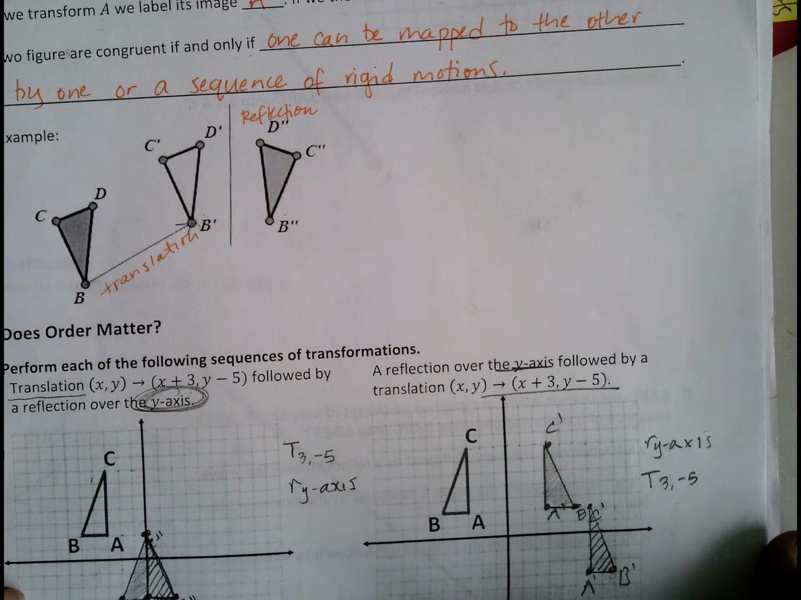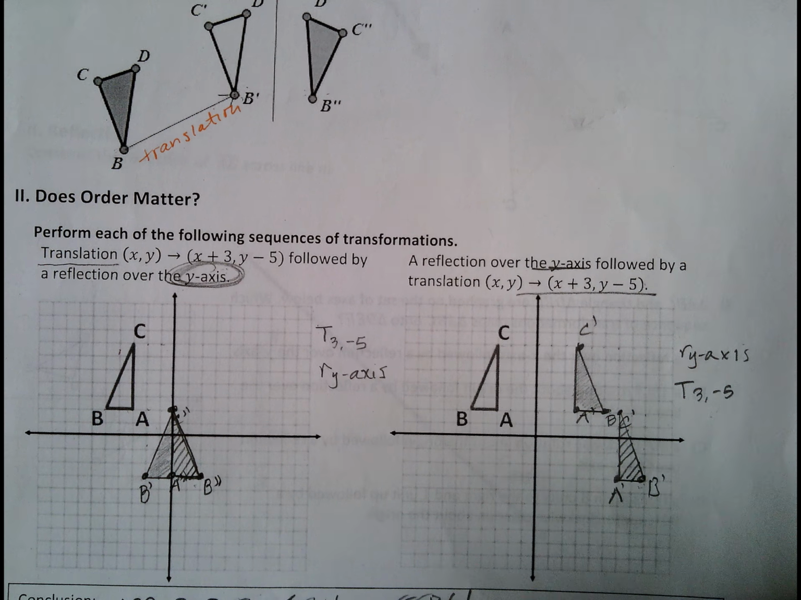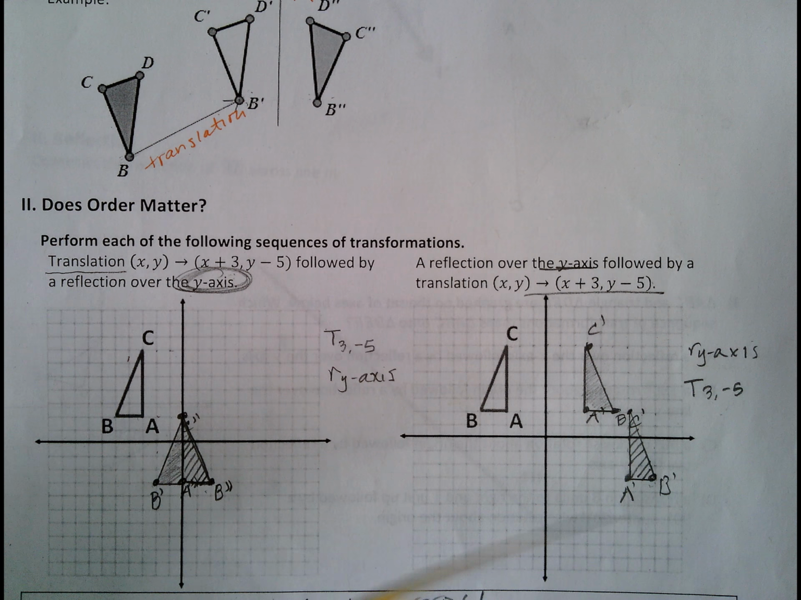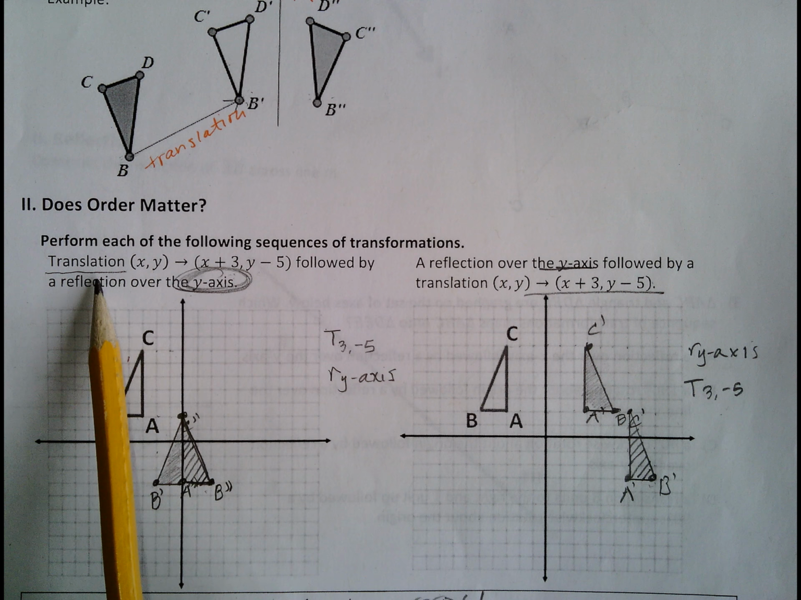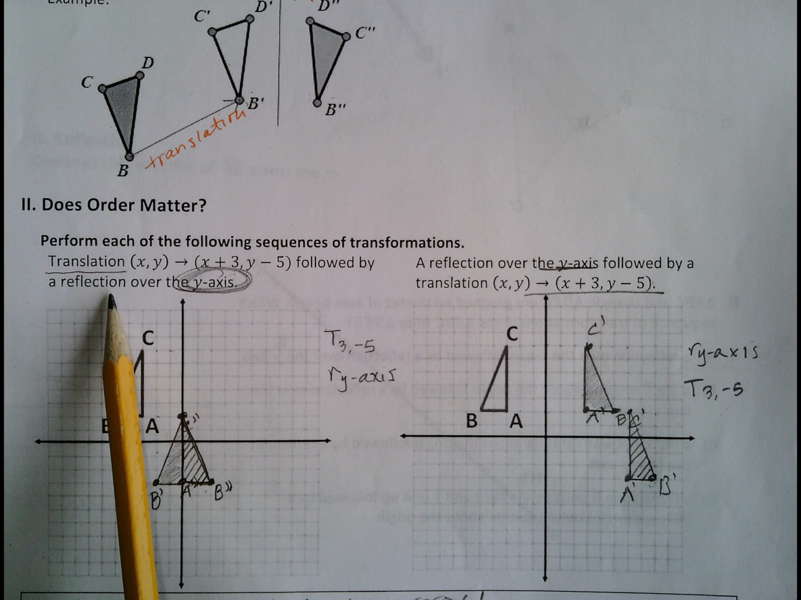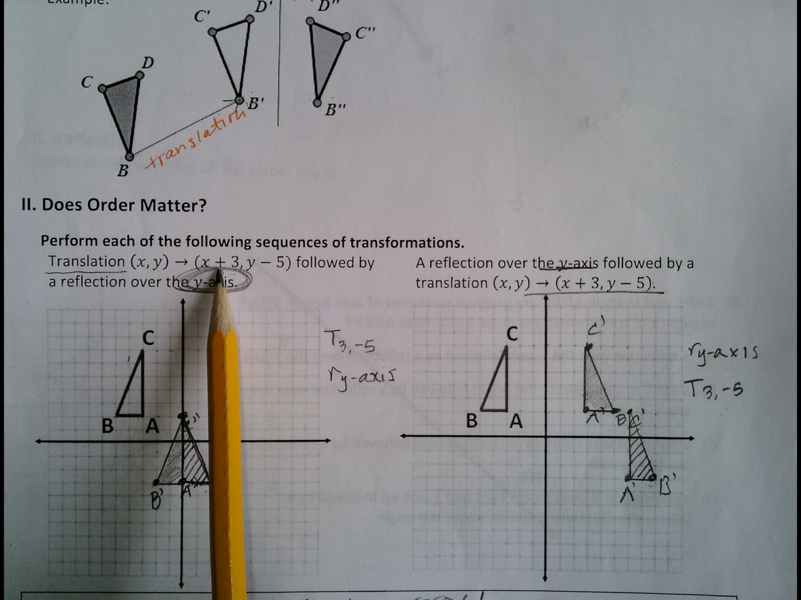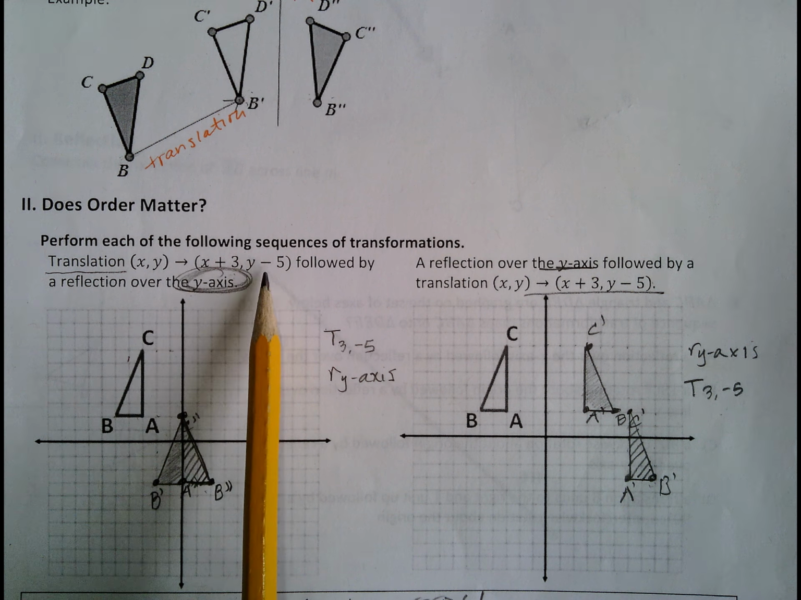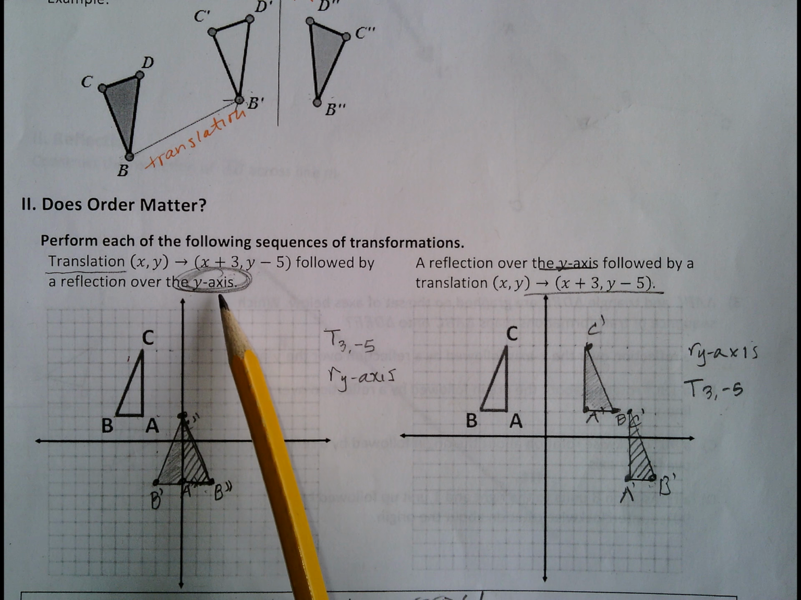Now, does order matter? When you're doing a sequence of transformations, you need to figure out whether order matters or not. As you can see here, we have two of what looks like the same rules, right? But in this first question, the translation is first, and then the reflection. We did the translation, where the rule was to move each point 3 to the right and down 5. So I did that. Please do this yourself as well. And then after that, the directions were to reflect it in the y-axis. And I did that as well.